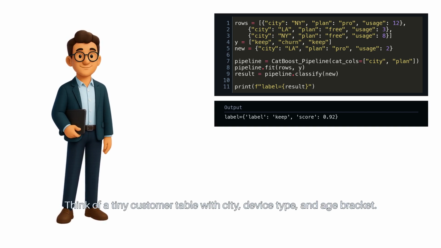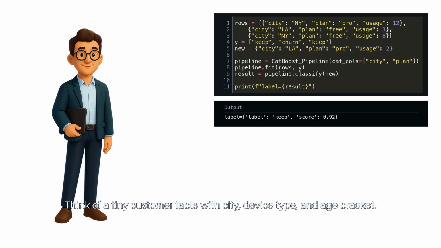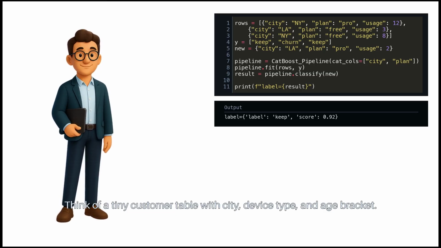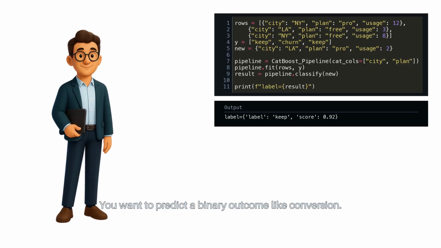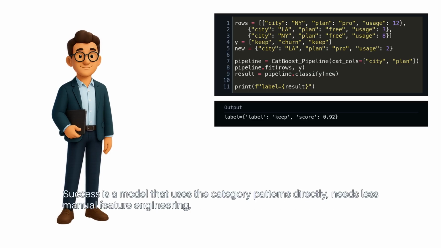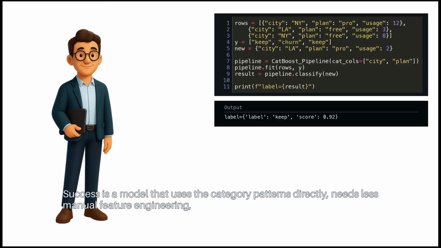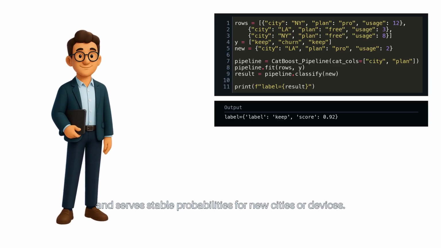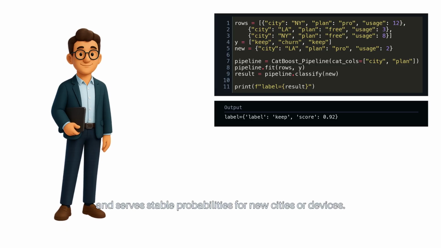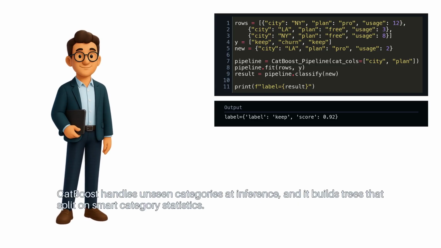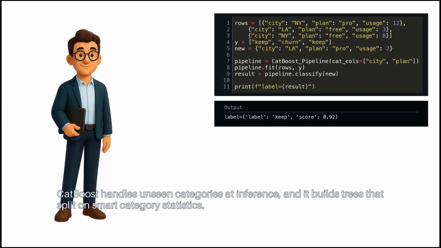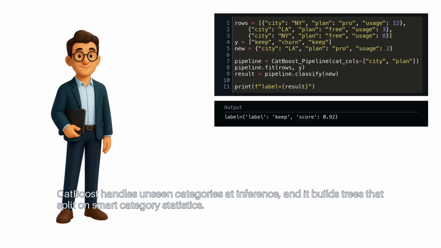Think of a tiny customer table with city, device type, and age bracket. You want to predict a binary outcome like conversion. Success is a model that uses the category patterns directly, needs less manual feature engineering, and serves stable probabilities for new cities or devices. CatBoost handles unseen categories at inference, and it builds trees that split on smart category statistics.